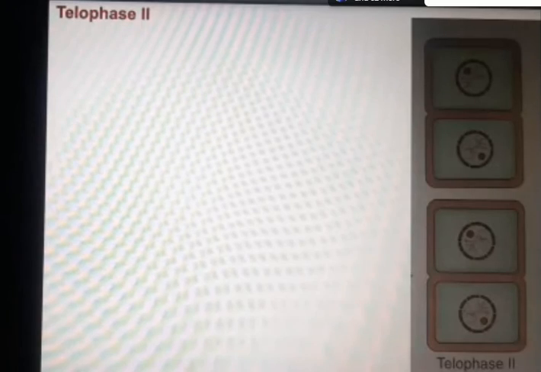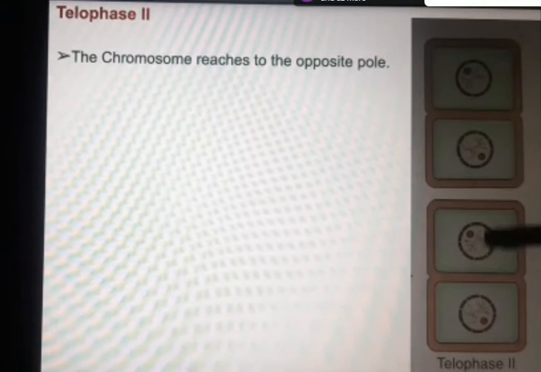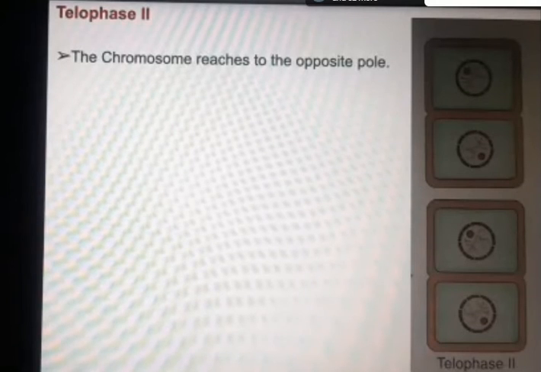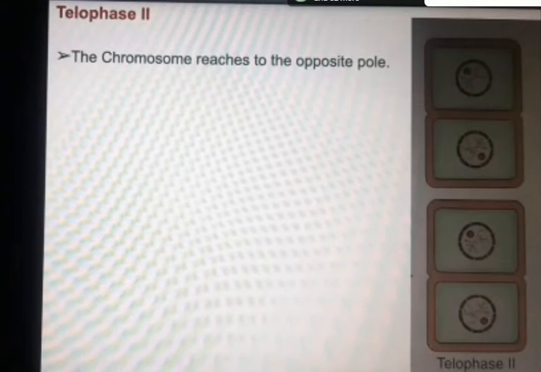Then we come to telophase second. In telophase second, the chromosomes reach the opposite poles. Here you can see that the two cells were there, and they had moved to reach their respective poles. The nucleolus reappears, the nuclear membrane reappears. So this is very important.